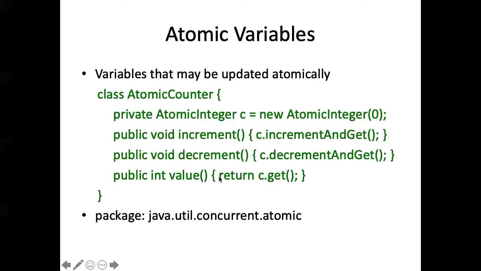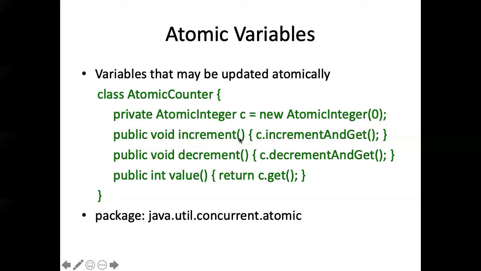So the third way of doing synchronization was in fact introduced in Java's later releases. So this is one of the items available from Java's high-level concurrency package. You get it from java.util.concurrent.atomic, and these are atomic variables that may be updated atomically. So there's a number of them. One is called atomic counter, has these 3 public methods, increment, decrement, and value.